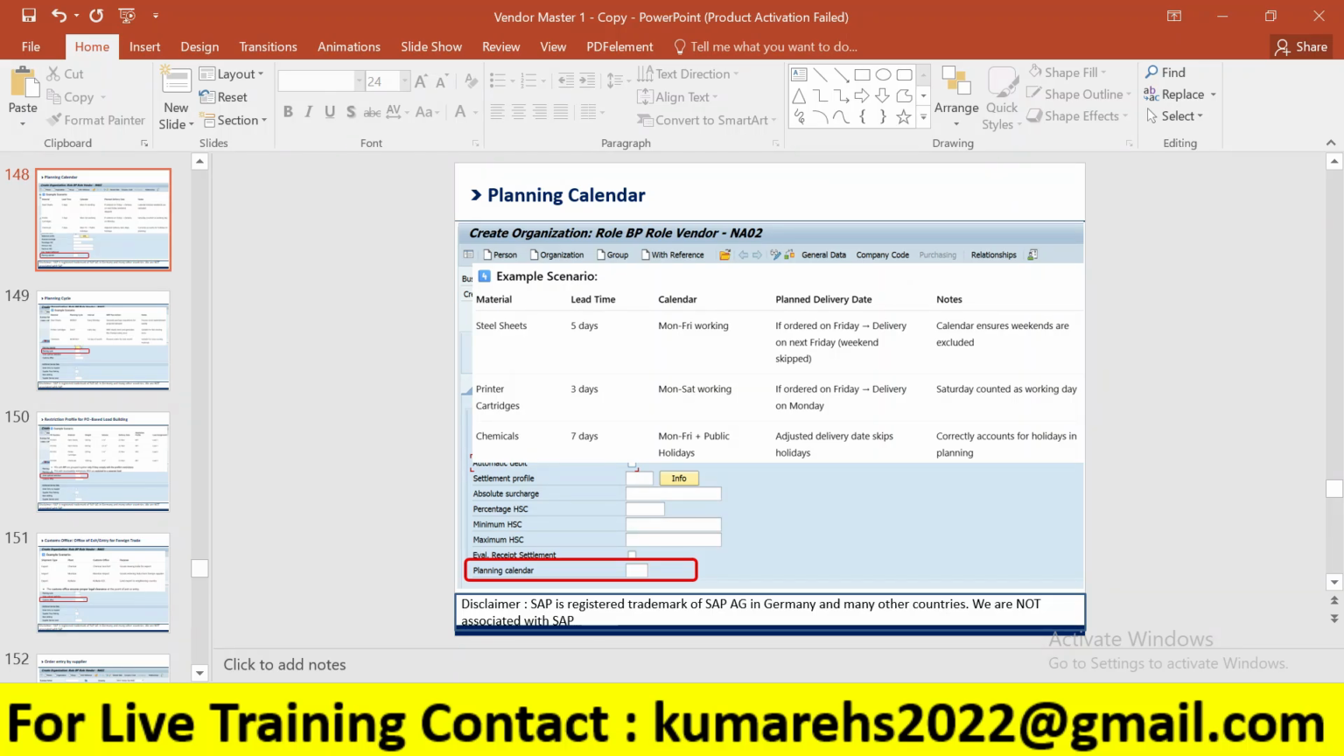Stage number 3, how it works in SAP. Step number 1, define planning calendar. Specify work days, non-working days, and special holidays, and it can be assigned to plant, storage location, or specific resources.